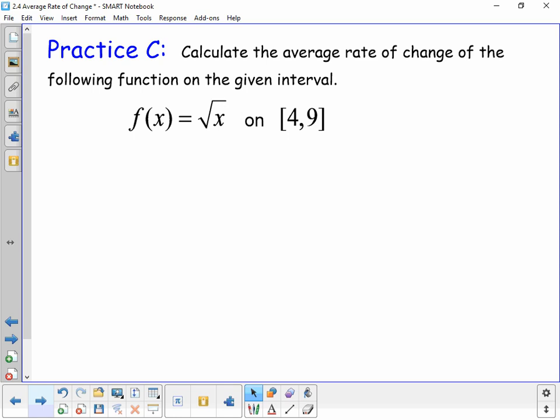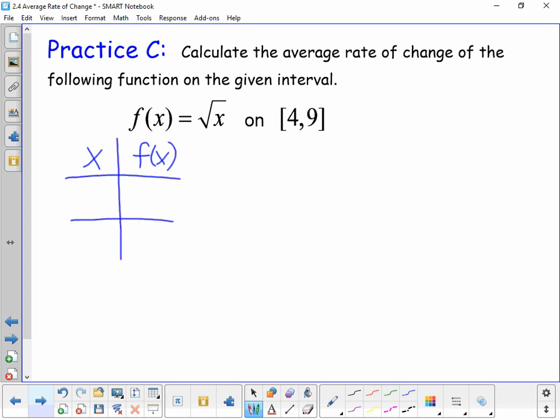Okay, another one to try. Again, I think if you just have the function, probably the best way to keep track of what you're doing and think about it is to make your own table. Our interval here is from 4 to 9. So if we substitute each of those values into our function, we get a y value of 2 when we substitute in 4, and we get a value of 3 when we substitute in the 9.